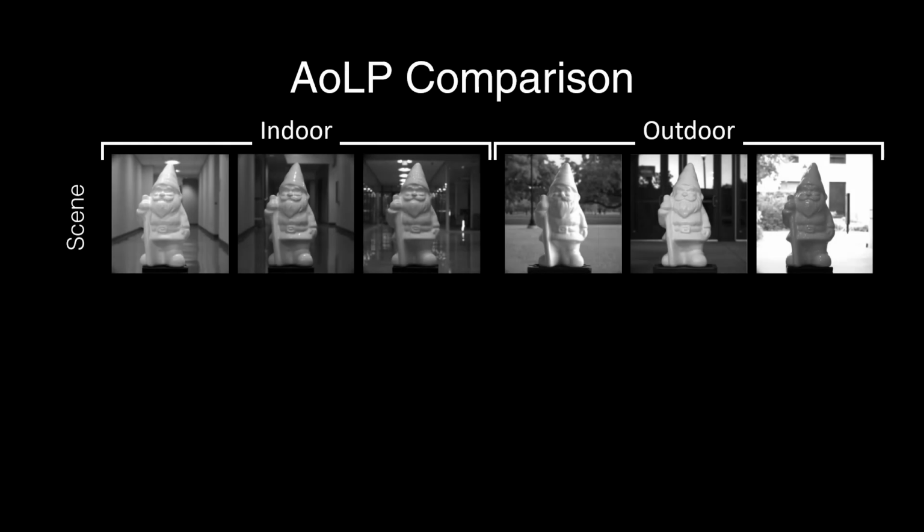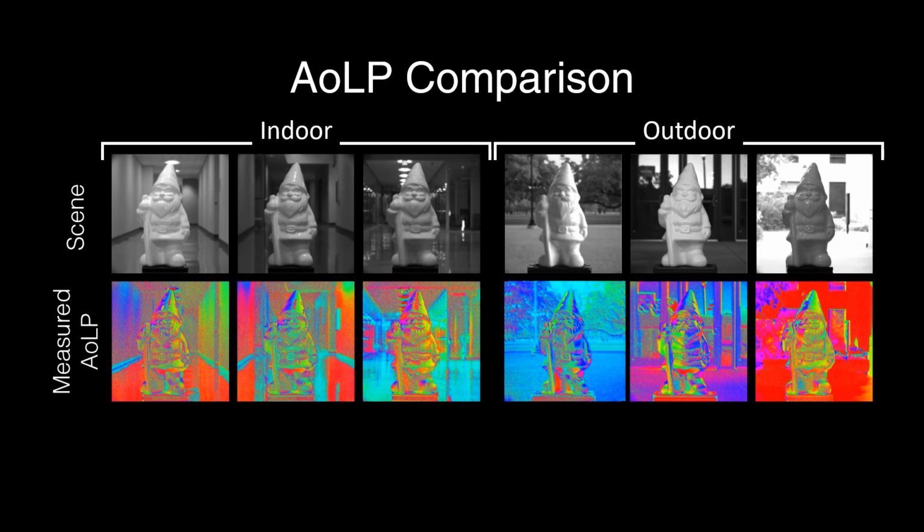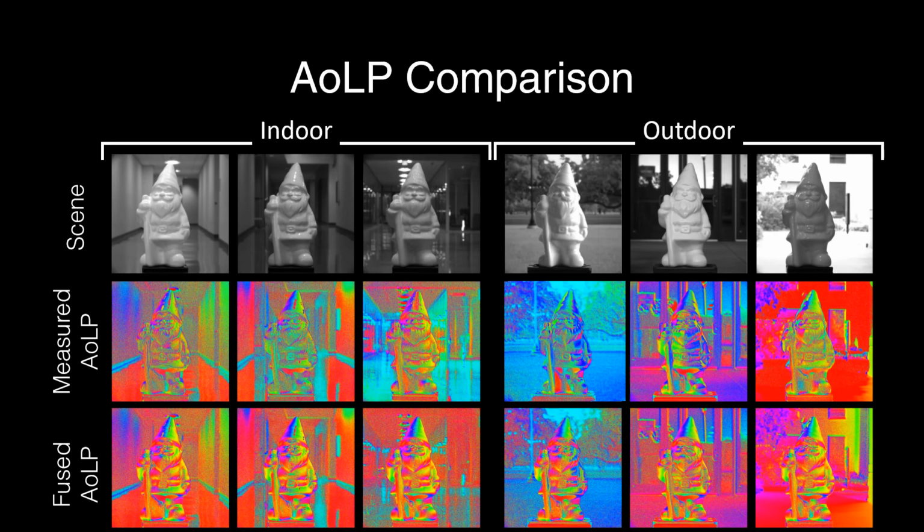Our method can greatly enhance the angle of polarization under environment light. Here we compare the angle of polarization directly measured under environment light and the fused results using our external light sources. We can see that our fused results are highly related to the object's surface geometry and are consistent under different environment light.